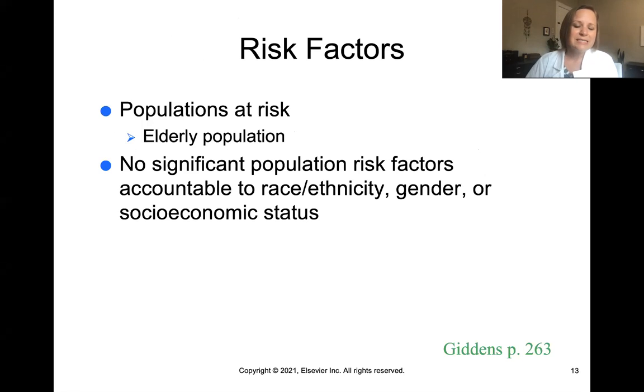But there are no real significant population risk factors, nothing we can pin to race or ethnicity, gender, or socioeconomic status. Those just are not involved in the risk factors. But in general, it's accepted that as we age, we lose some of these abilities with our sensory perception. And it may just be a cause of aging, or it may be a side effect from some of the medications or treatments that these patients are on for some of their other chronic conditions, like heart medicines.